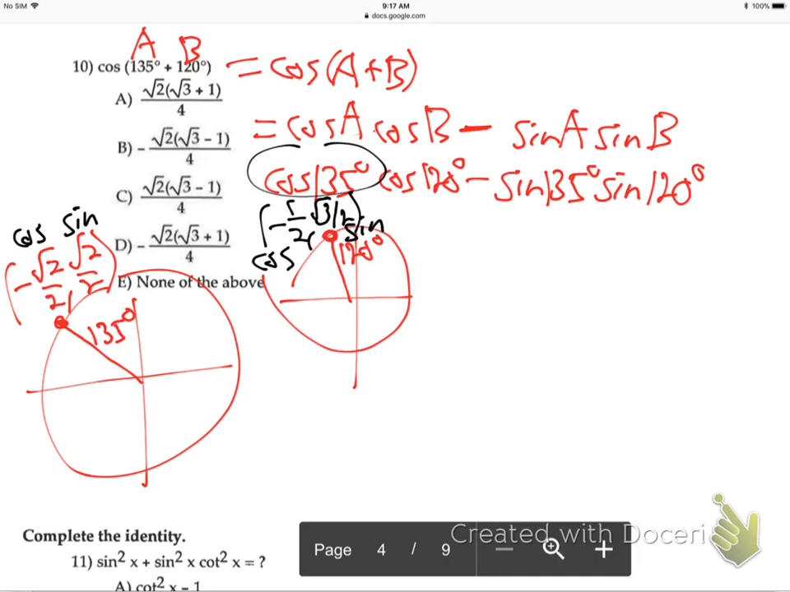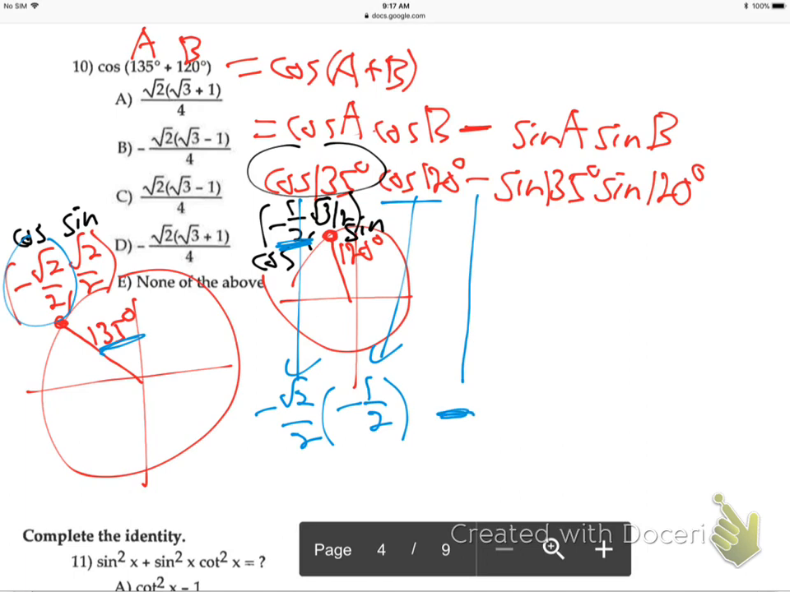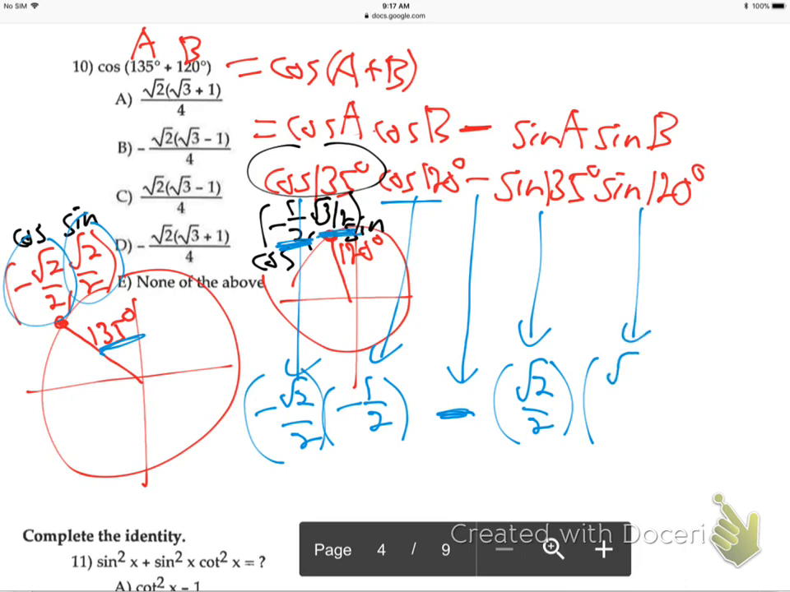So cosine of 135, looking at that chart, is negative root 2 over 2. Times cosine of 120, go to 120, go to x, negative a half. Minus sine of 135, go to 135, take the sine, root 2 over 2. Times sine of 120, go to 120, take the y value, root 3 over 2. There we go, that good? So put that right in your 3x5 card for the exam. Speed up your angles. It's even quicker than using a calculator.